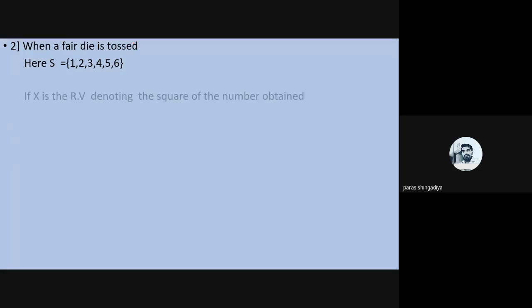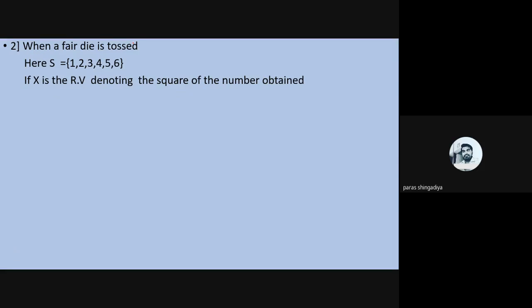And here x is the random variable denoting the square of the number obtained, okay, which number are obtained, 1 2 3 4 5 6, okay, and x denotes the square of the number, okay, so x of 1 becomes 1 square is equal to 1, okay, उसका square करना है आपको, x of 2 means 2 square is equal to 4, x of 3, 3 square is equal to 9, okay, and x of 4 is 4 square becomes 16, x of 5 is 5 square will become 25, and x of 6 will be 36, okay? It is a square of the number obtained when you toss the die, okay.